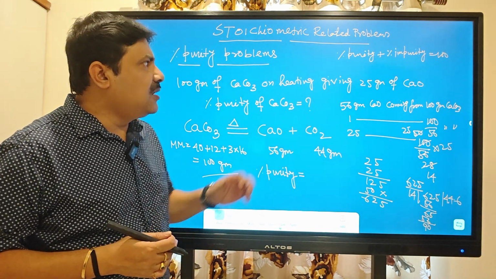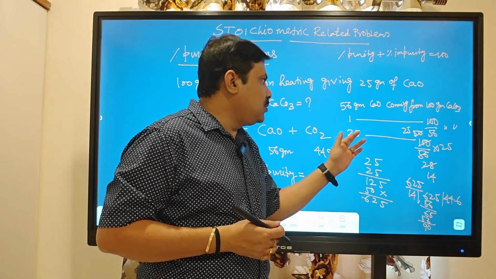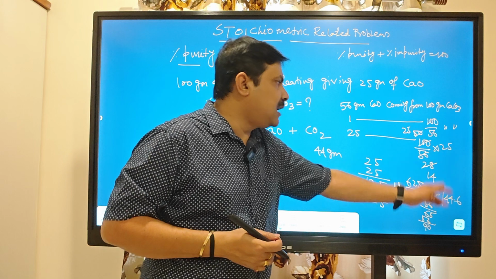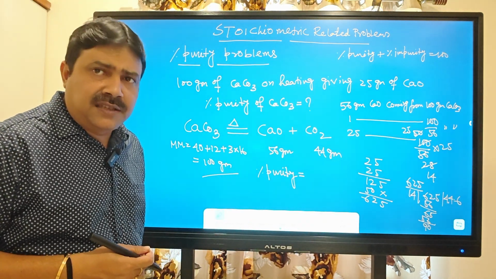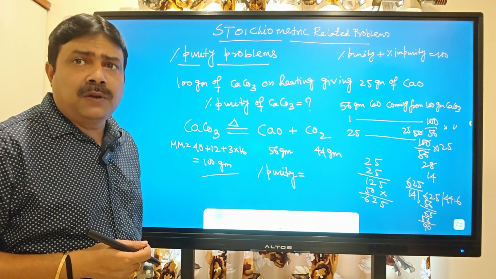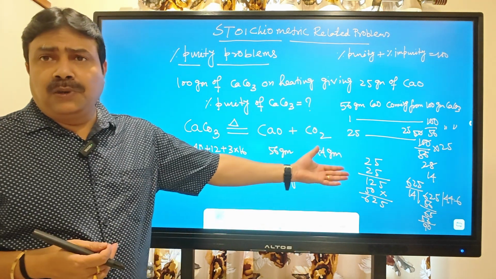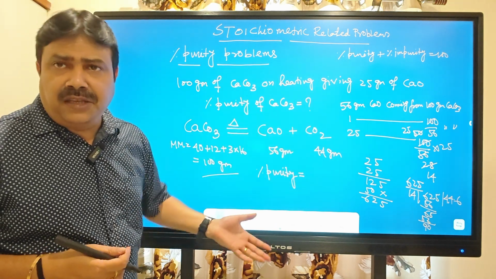Yes or no? Because 56 gram used to come from 100 gram. Then I calculate 25 gram of calcium oxide is coming from how much gram of calcium carbonate, which is nothing but 44.6 gram is capable of giving 25 gram of calcium oxide. So that means out of 100 gram only pure substance was 44.6 and the rest is impure.